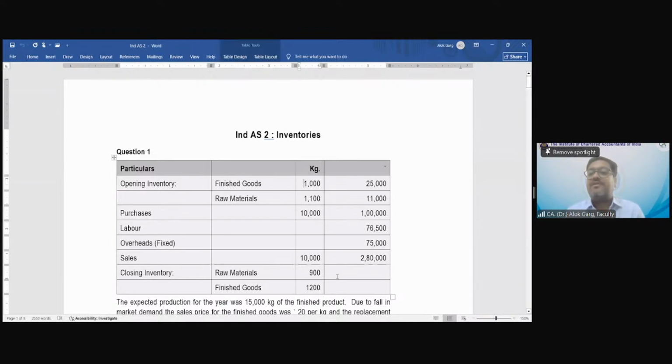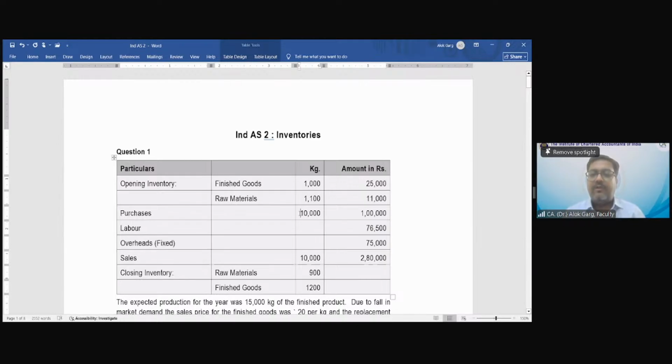Opening inventory of finished goods is 1000 kg. This is the amount in rupees. Opening inventory finished goods 1000 kg, amount is 25,000 rupees. Raw material 1100 kg, amount is 11,000 rupees. So what is the per unit cost of inventory? 25 rupees, and this is 10 rupees.